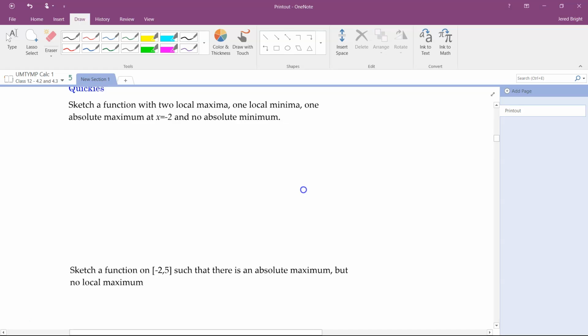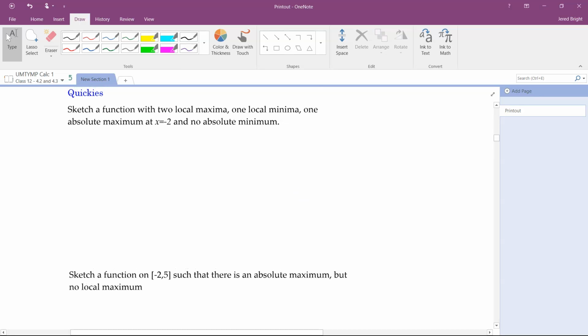Just some quick things that I want you to try on your own. I want you to sketch a function with two local maxima, one local minimum, and one absolute maximum at x equals 2, and no absolute minimum. Pause the video and try that out. Once you have tackled that one, try to sketch a function on the domain from -2 to 5 such that there's an absolute max but no local max. Take a shot, pause the video, try it out.